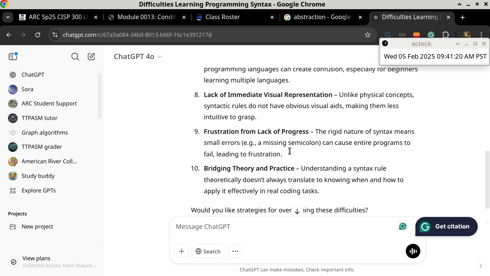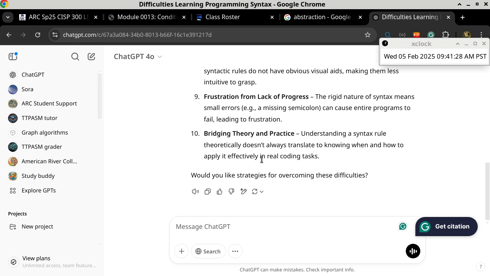Frustration from lack of progress. Okay, that is yet to be seen. So we are not going to talk about this one too much. Well, ChatGPT even asks, would you like strategies for overcoming these difficulties? So that means if you are having a little bit of difficulty getting the diagram, the flowchart, to correspond with the syntax, or understanding what tokens are versus what terminals are and why they exist, then you might want to say yes, please give me some strategies for overcoming these difficulties.